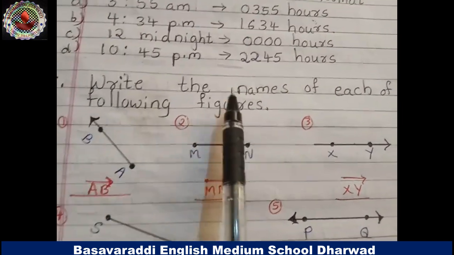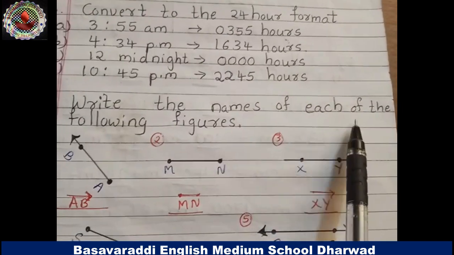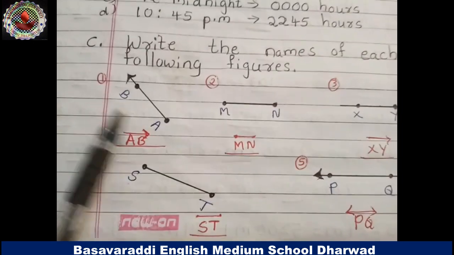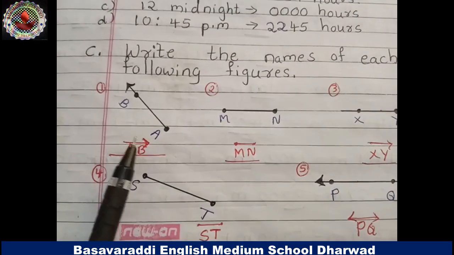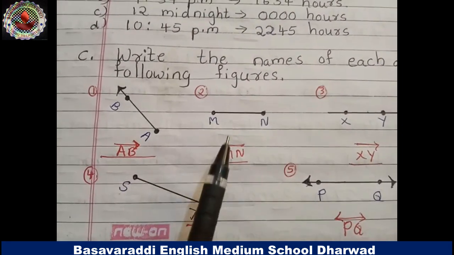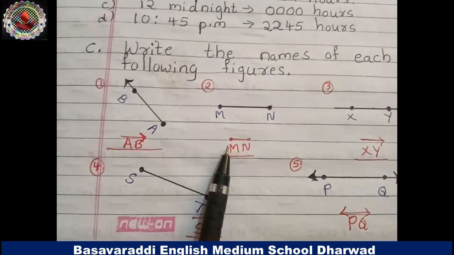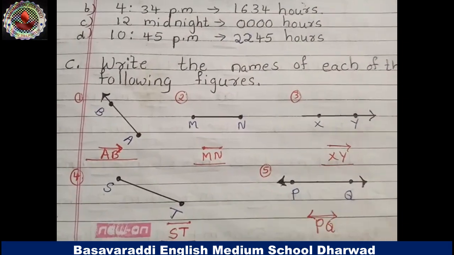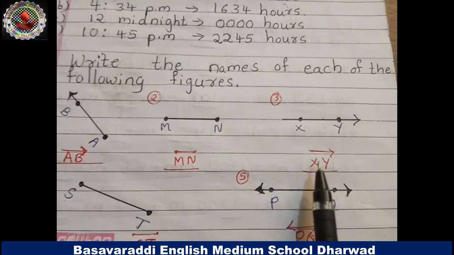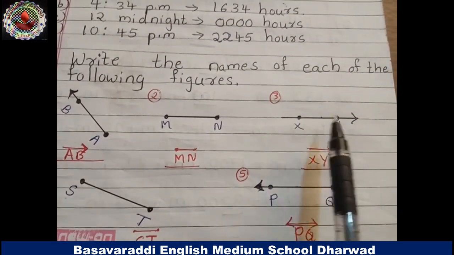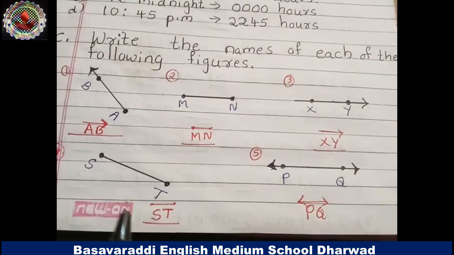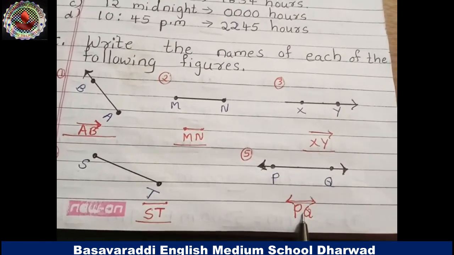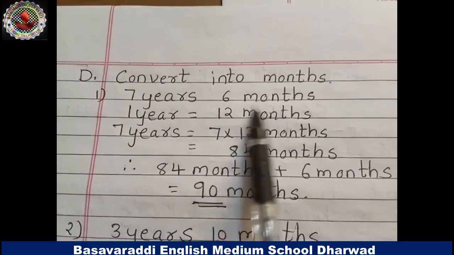Now C1, write the name of each of the following figures. See, here AB is there. This is Ray AB, and this is line segment MN, and this is Ray XY, and this is line segment ST, and this is also line segment PQ. D1, convert into the months.